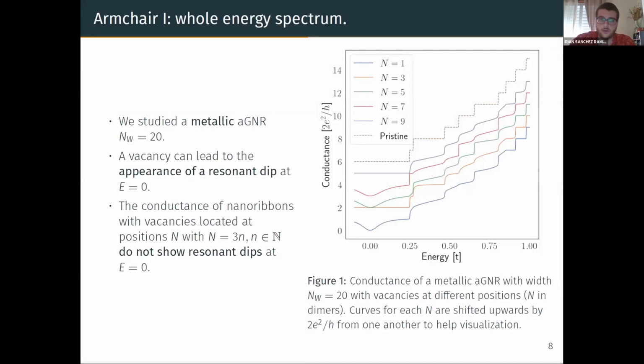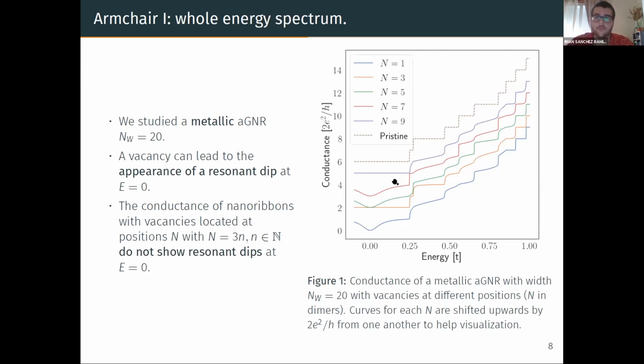And in this case, we studied a metallic armchair nanoribbon of a width of 20 dimers, as we can see here. And what you can first think, or at first glance, what you can tell is that a vacancy can lead to the appearance of a resonant dip at 0 energy. Also, there's quite a bit of problems in the transmission, but it's not suppressed. I mean, the step-like structure is still conserved, but we see that there is a resonant dip at 0 energy.